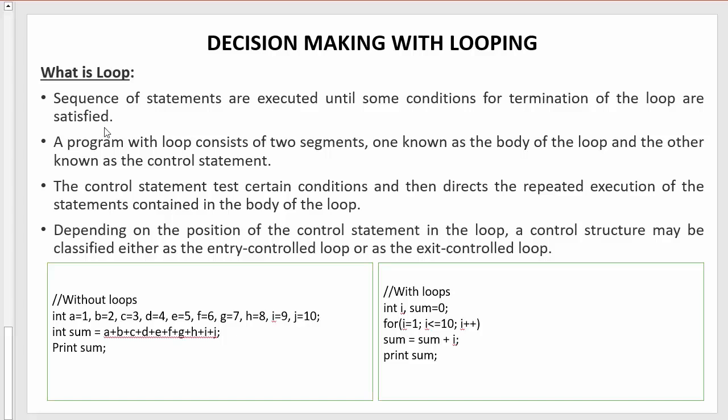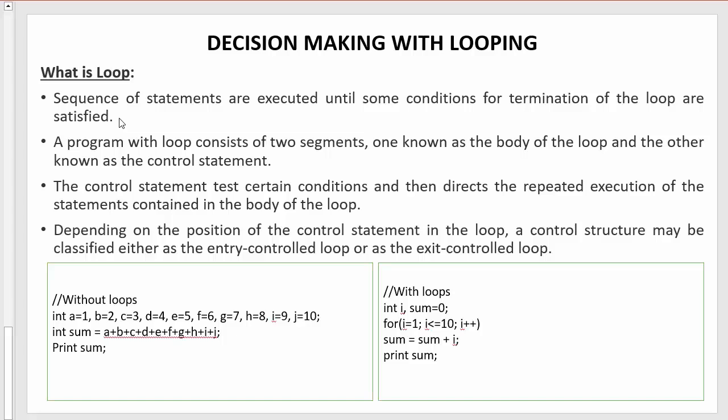Now let us start our discussion on today's topic of looping, or what is a loop. Loop is one of the techniques in any programming language where some set of instructions will get executed again and again until some specific condition gets satisfied. That is what I have mentioned here in the first point. Sequence of statements are executed until some conditions for termination of the loop are satisfied. So basically what we are doing in the loop is we keep on executing certain statements again and again until some specific condition for termination gets satisfied.